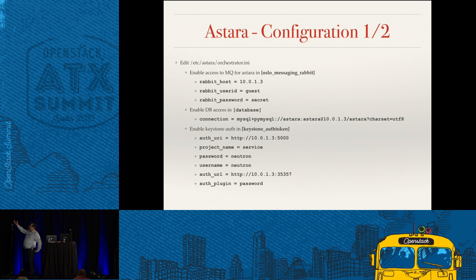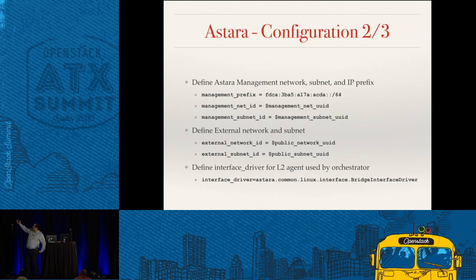So we tell Astara to actually connect to the Oslo messaging bus. So we tell it where the Rabbit host is located, the Rabbit user ID and password, the database connection, the Keystone authentication, right? Then we actually tell in that configuration file the management network that it's going to be connecting to. So when an orchestrator spins up, it knows what management network to assign to its namespace for the management, where the management subnet is going to be located, define the external network that we're going to be attaching the VM to, and then we tell it what type of interface driver to utilize. So in this environment, we're using Linux Bridge, or you can actually use OVS.